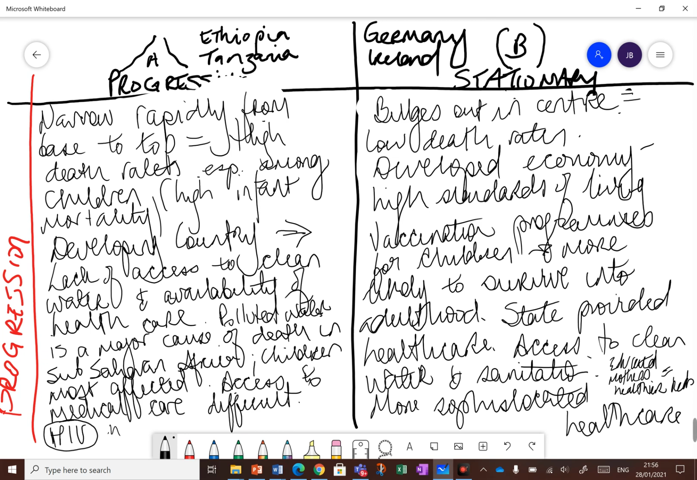Okay, so that is the progression of the pyramid. So that's how they differ in terms of what happens between the base and the top. Now you just talk amongst yourselves there, and I will do a bit of rubbing out.